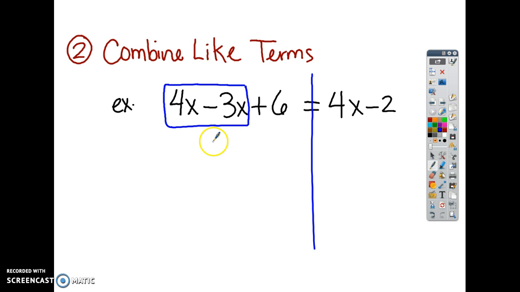4x minus 3x just gives you 1x. Bring down the plus 6. And on the right side, there's nothing that looks alike. This one has an x, this one doesn't have an x, so you just bring it down. And again, if there's nothing that you can combine, then don't combine anything at all.